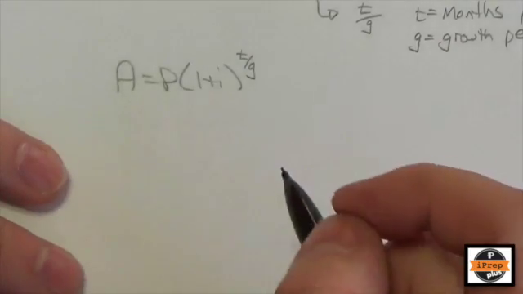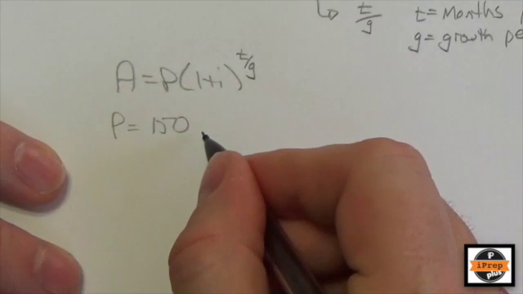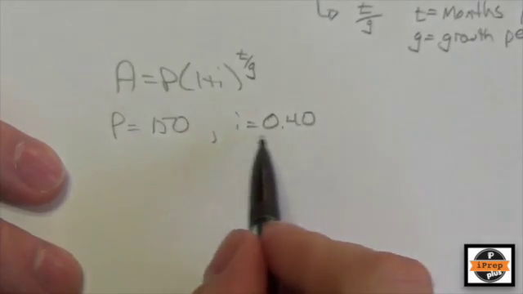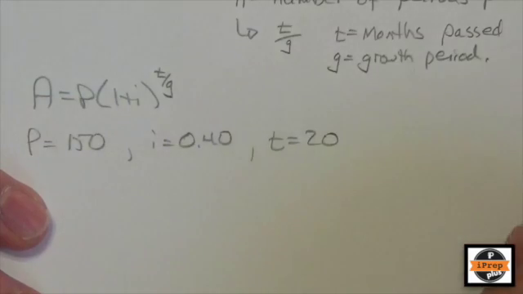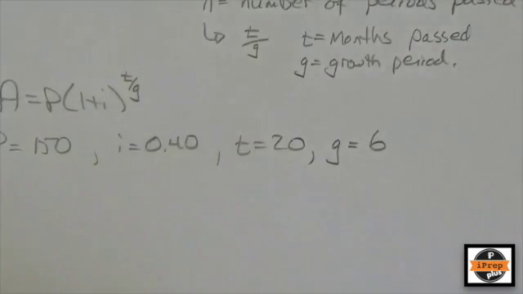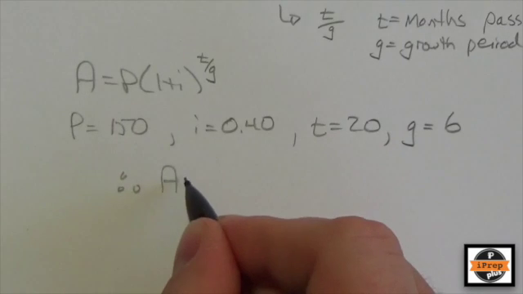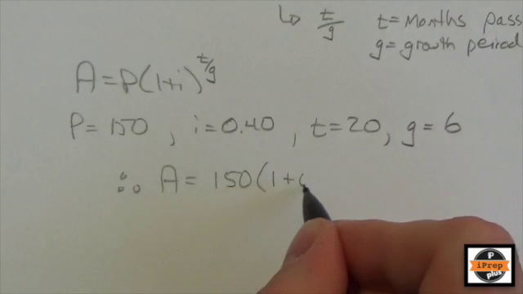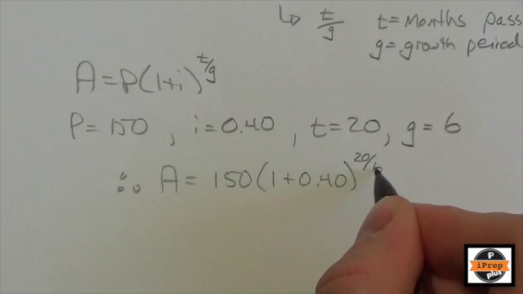Now, in this particular case, we know that the initial population was 150. I know that i is going to be 40%. It's a growth rate of 40%. I know that t is 20 months, and I know that the growth period here is 6 months. So now all I have to do is plug this in. So my accumulated amount, my final population, is going to be 150 times (1 + 0.4), or 40%, to the 20 over 6.